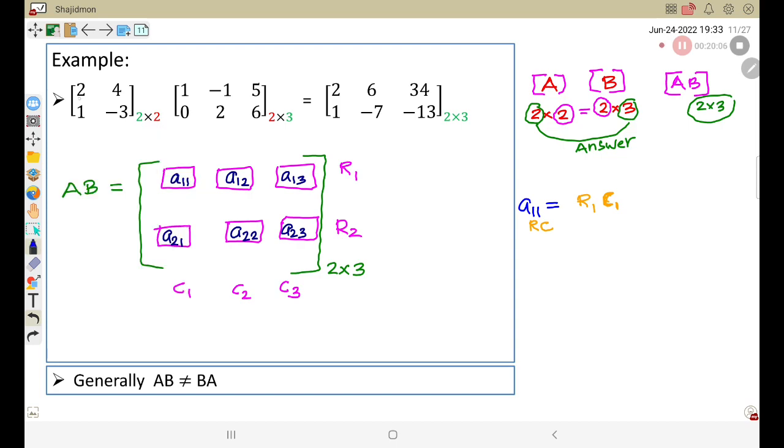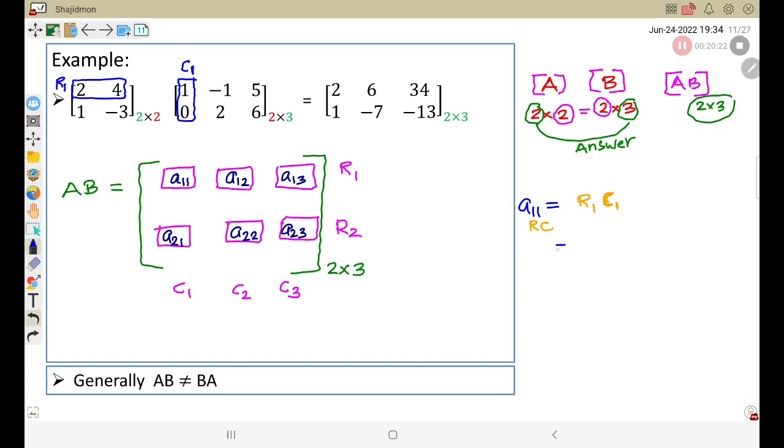That means what you do? In the first matrix, take the first row. This is row number 1. Multiply with column number 1 of the second matrix. Column number 1. Okay. First row multiplied with column number 1 of the second matrix.